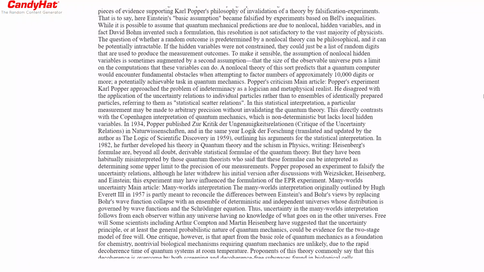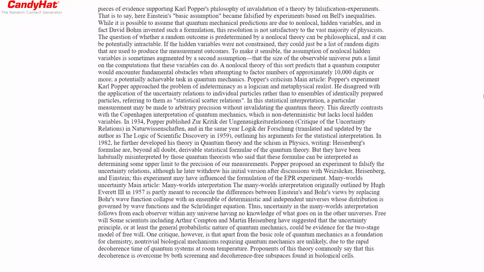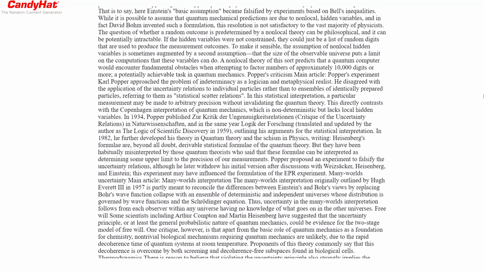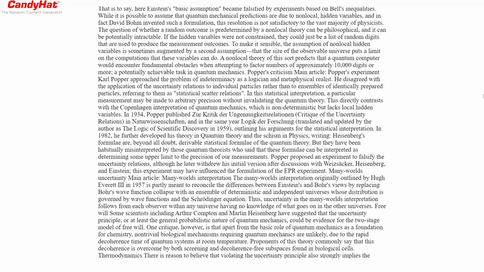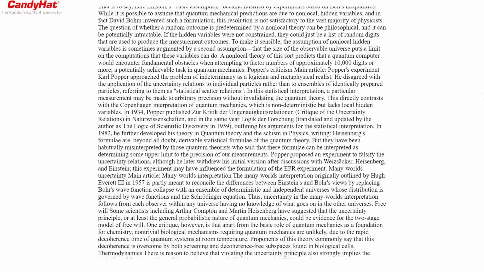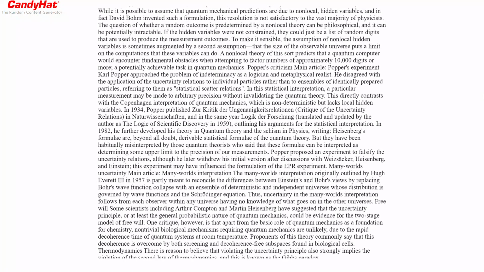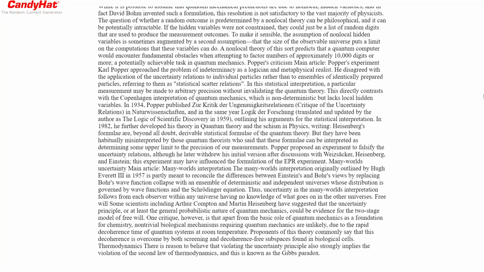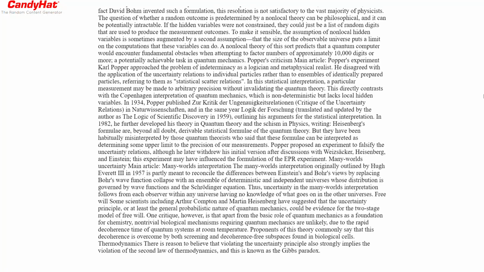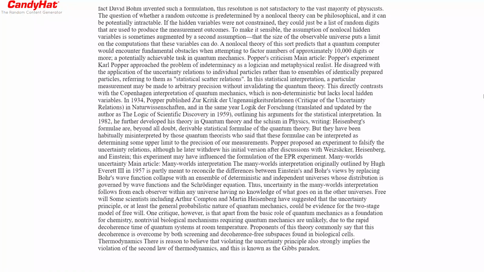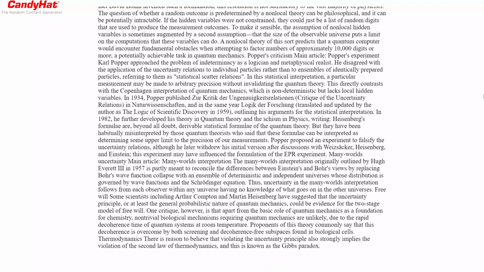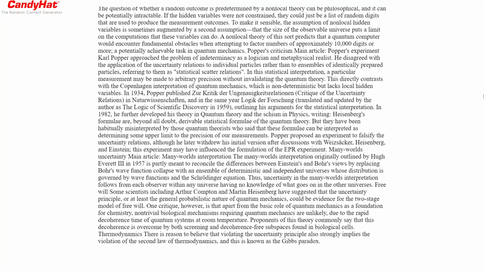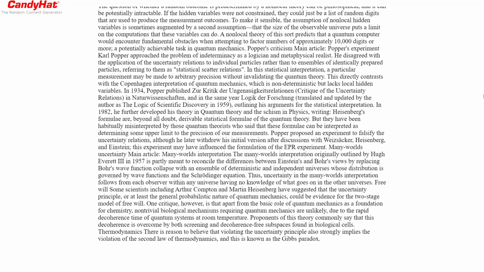Many worlds uncertainty. Main article: Many worlds interpretation. The many worlds interpretation, originally outlined by Hugh Everett III in 1957, is partly meant to reconcile the differences between Einstein's and Bohr's views by replacing Bohr's wave function collapse with an ensemble of deterministic and independent universes whose distribution is governed by wave functions and the Schrödinger equation. Thus, uncertainty in the many worlds interpretation follows from each observer within any universe having no knowledge of what goes on in the other universes.